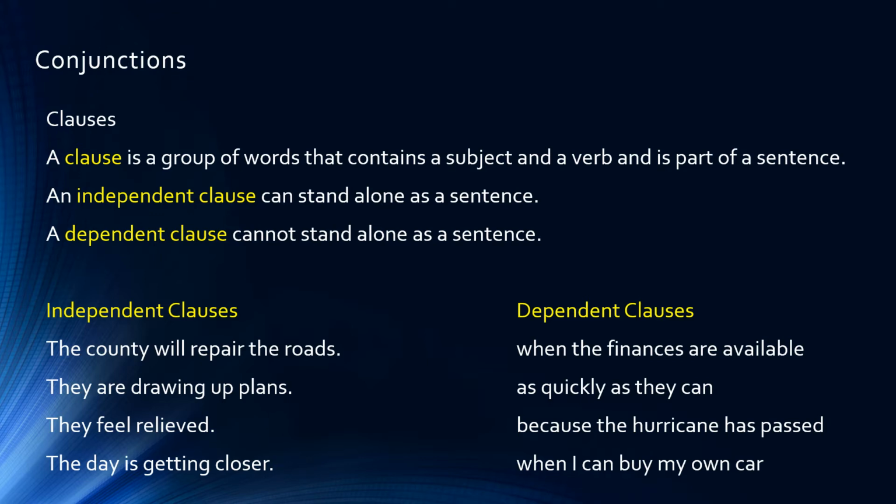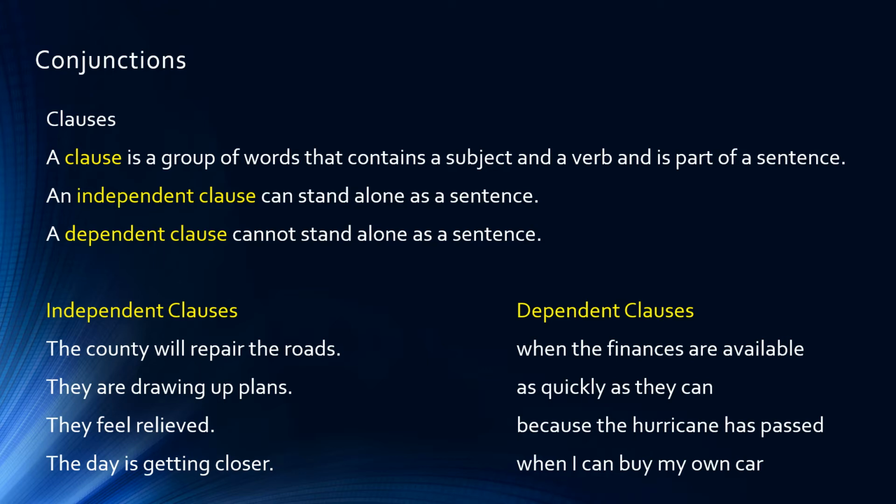The second dependent clause, as quickly as they can. Well, again, we have a subject, they, and a verb, can, but it doesn't make sense. But when we combine it with the independent clause adjacent to it, they are drawing up plans as quickly as they can. Now, that makes a perfectly good sentence made up of an independent clause and a dependent clause.